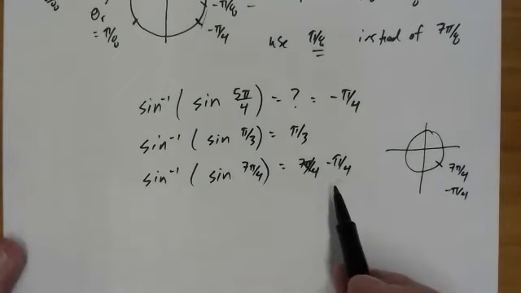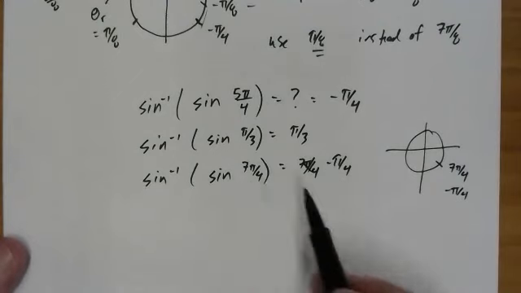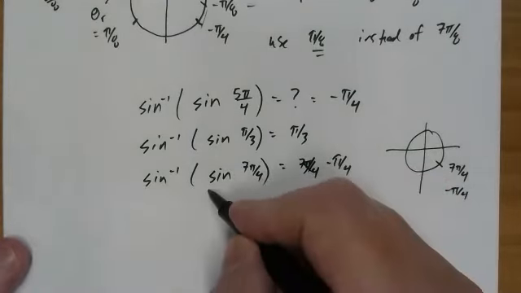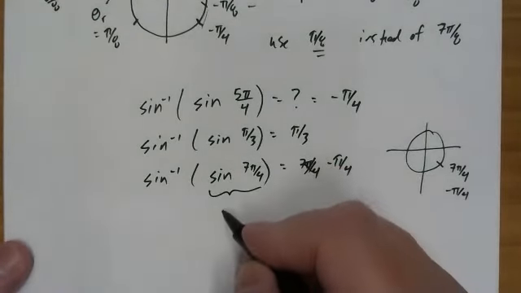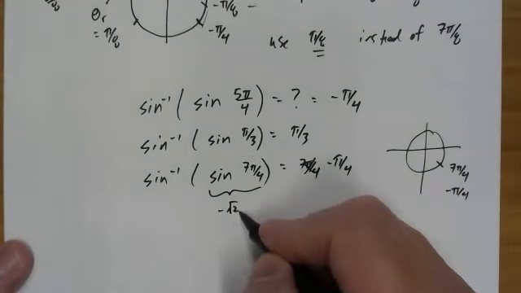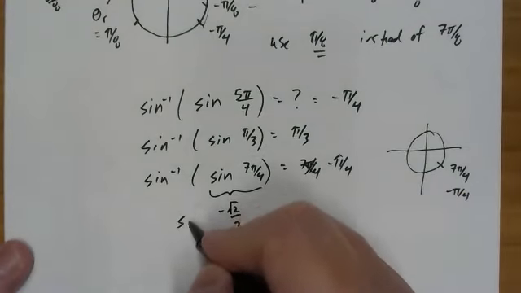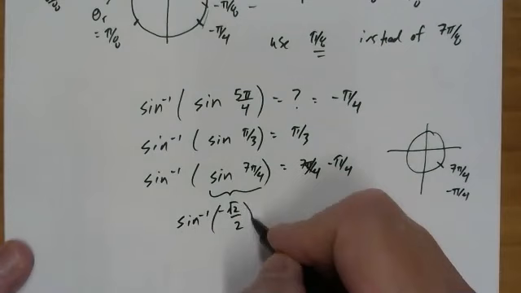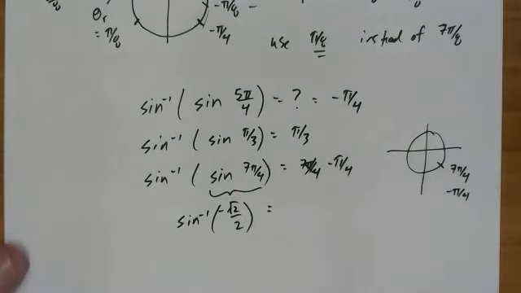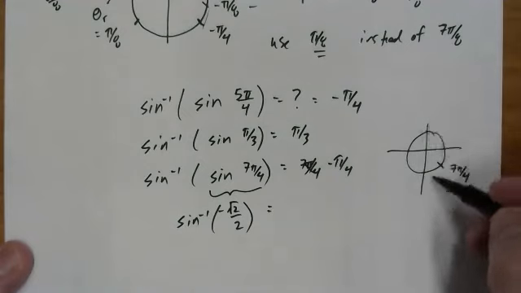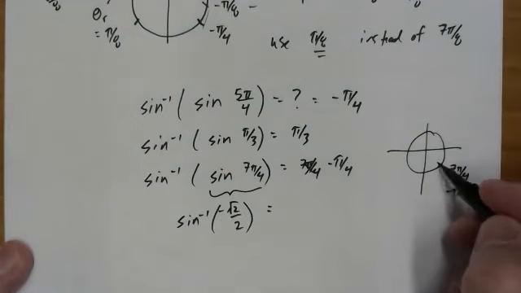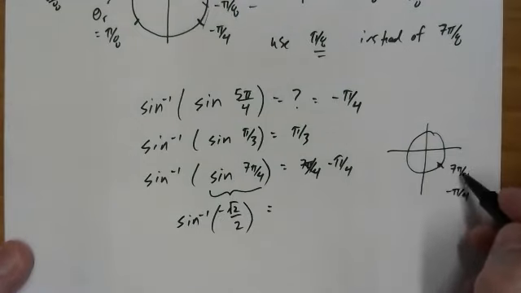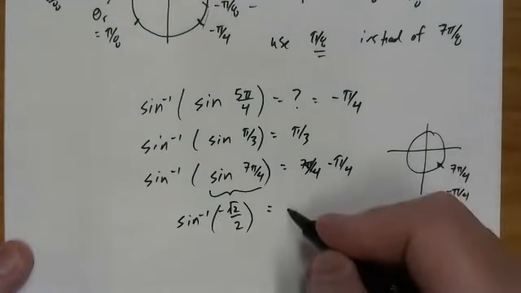And we can sort of prove this. Since this is a special angle, let's just work it the old-fashioned way, the inside out. What is the sine of 7 pi over 4? It's negative square root of 2 over 2. Now, what's the inverse sine of negative square root of 2 over 2? So I'm looking for the angle on the right-hand side of the circle where the sine is negative square root of 2 over 2, which is right here. But for inverse sine functions, we don't call it 7 pi over 4, we call it negative pi over 4.